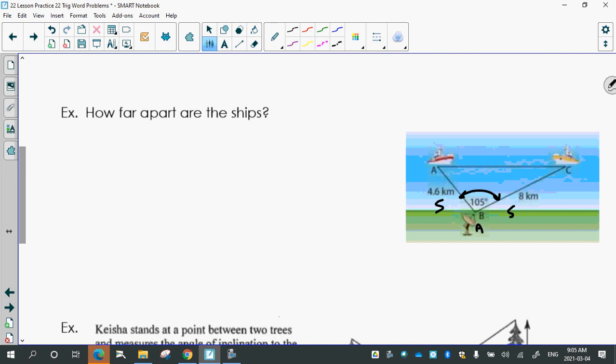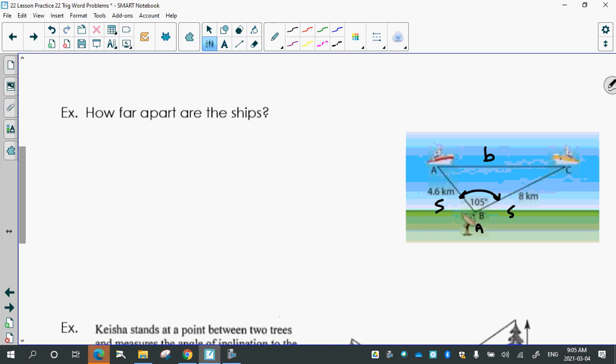Any other way of thinking about it? Did anyone check for a side angle pair and realize they didn't have one, and then go to the cosine law? Okay, so there's two ways of thinking about it, okay? One of them is like a pattern. If you have two sides and the angle between them, you use the cosine law. Or if you don't have a side angle pair, you use the cosine law.